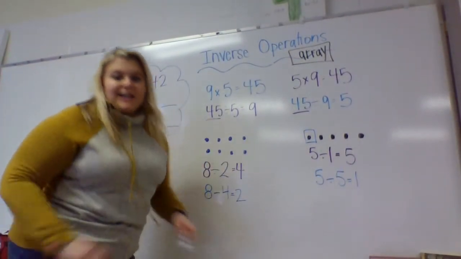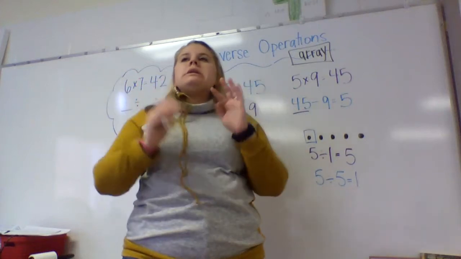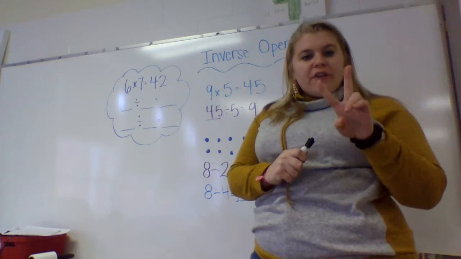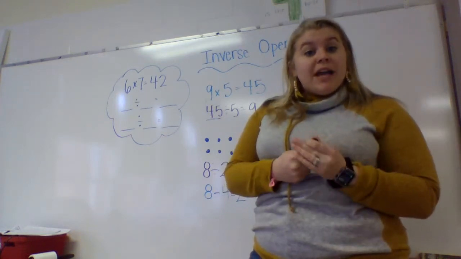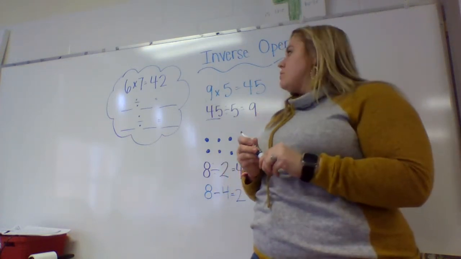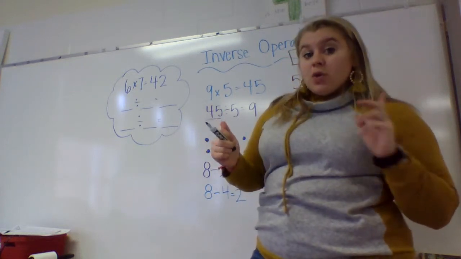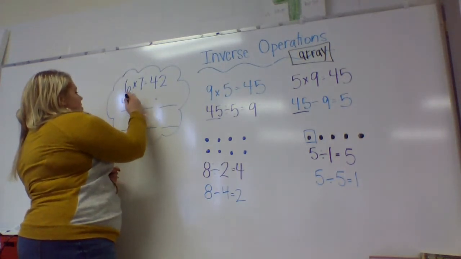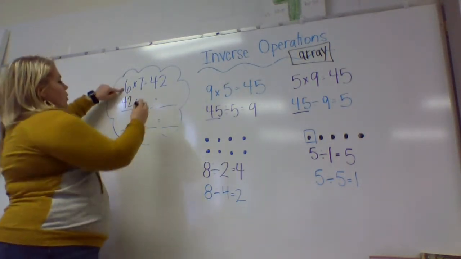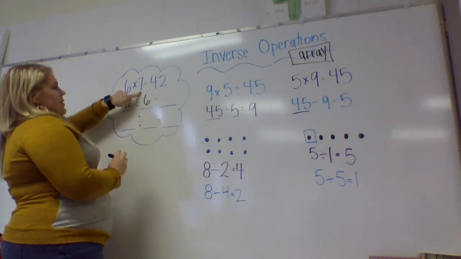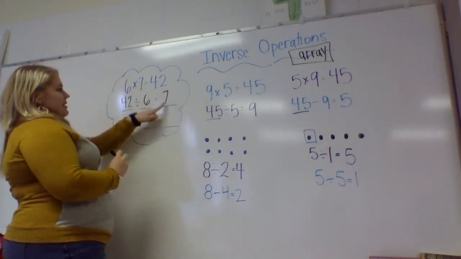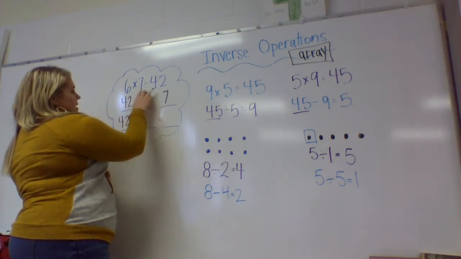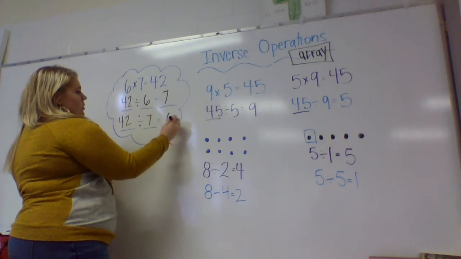You might also be told this multiplication problem, 6 times 7 equals 42. What are 2 division problems that you can create based on 6 times 7 equals 42? For division, we always start with our biggest number. So I can do 42 divided by 6. What's my missing number? 42 divided by 6 is 7. But I could also do 42 divided by 7, and that would equal 6.